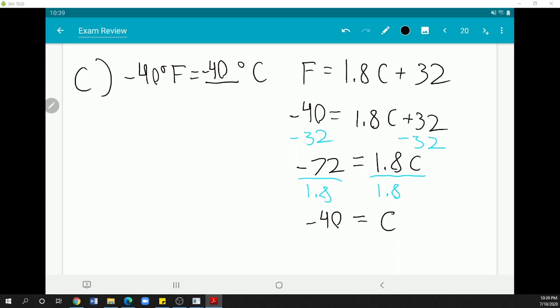So what's interesting about this problem? This is where Fahrenheit and Celsius match up. That's just kind of a cool fun fact. It doesn't happen anywhere realistic. Some places I can get minus 40, but it's not something you would ever want to be out in. But it's just kind of a cool fact. That's where those two scales line up.